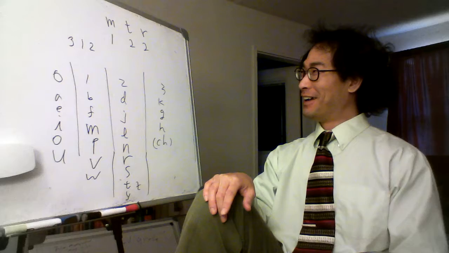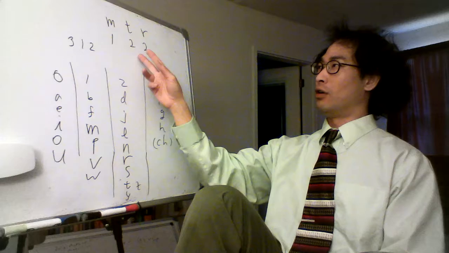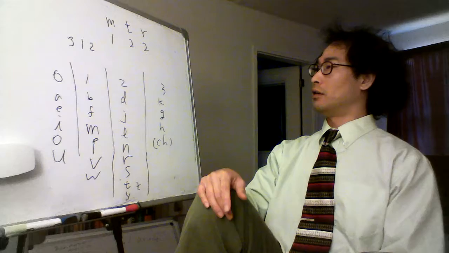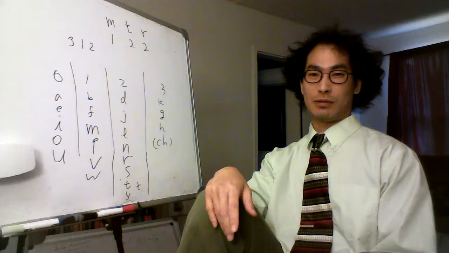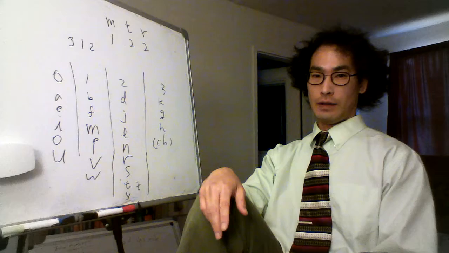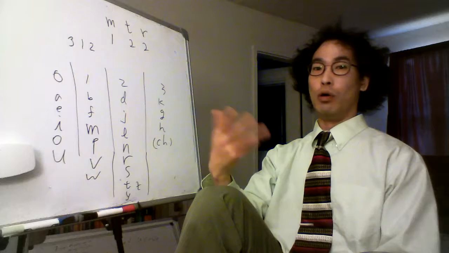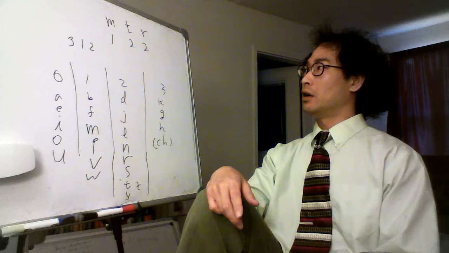Okay, so mother, meter, murder, like mortician. They're 1 to 2. So, are they related? Yeah, possibly. Meter, measure. Yeah, this is 1 to 2. Measure, mort, you know, death, mortician, or mortmain, like dead hand.